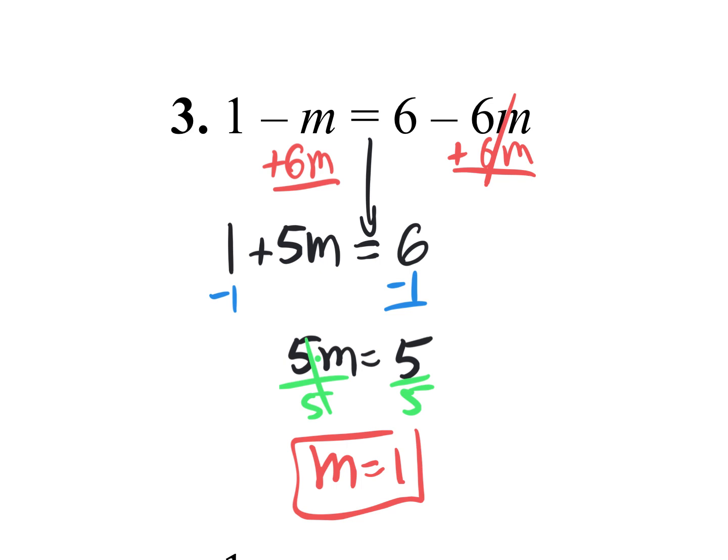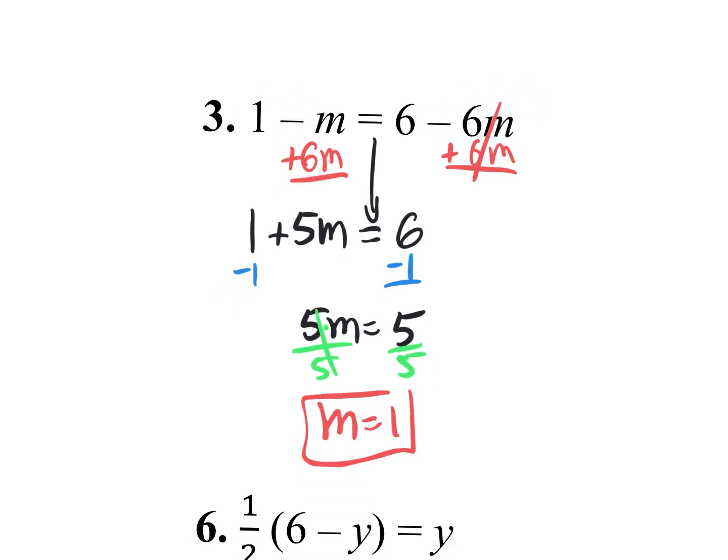And of course, you could double check your answer by plugging it in right here and right there. So 1 take away 1, 0. Plug in a 1 right there. It's going to be 6 times 1 is 6. 6 take away 6 is 0. So yeah, 0 equals 0. We've double checked it. That is the correct answer.